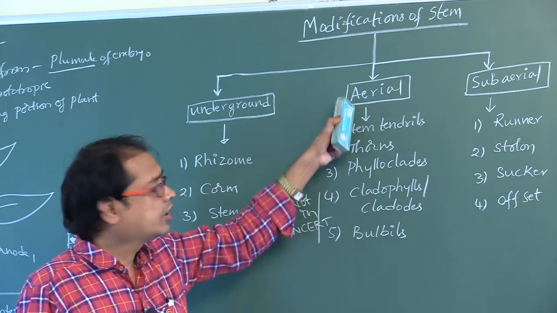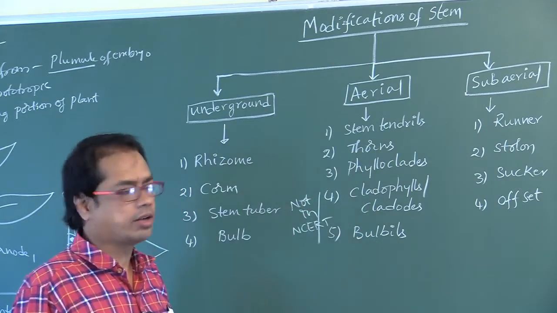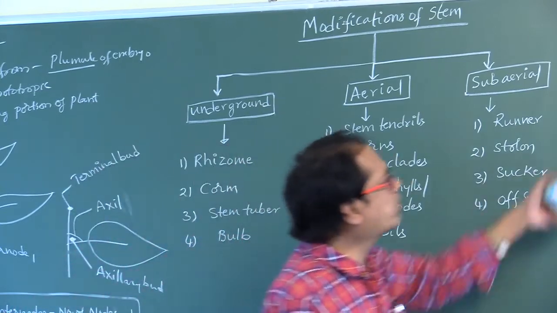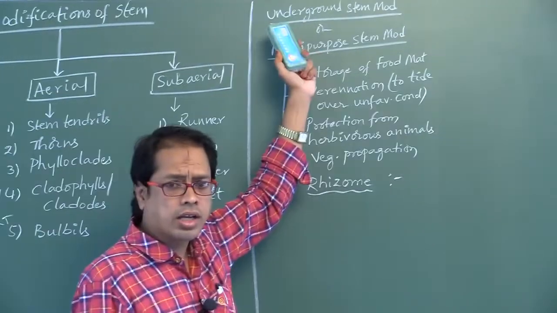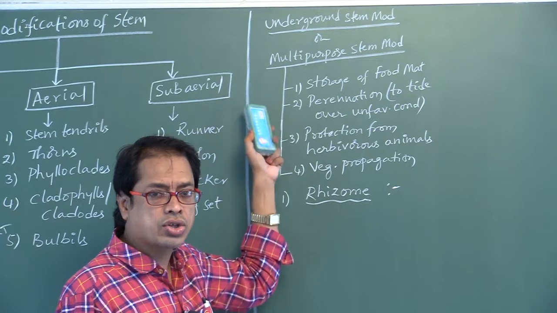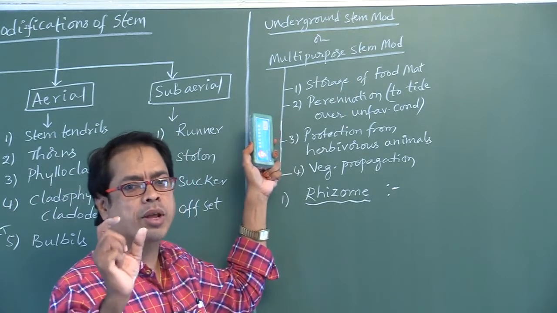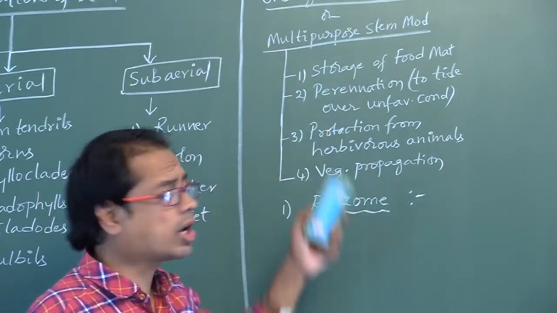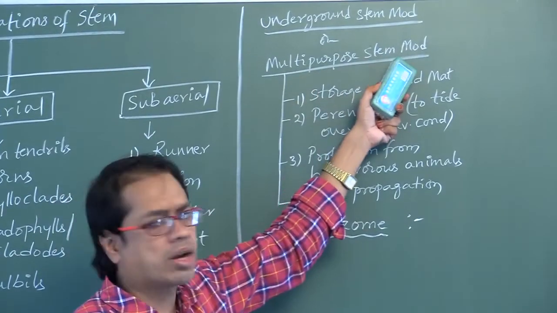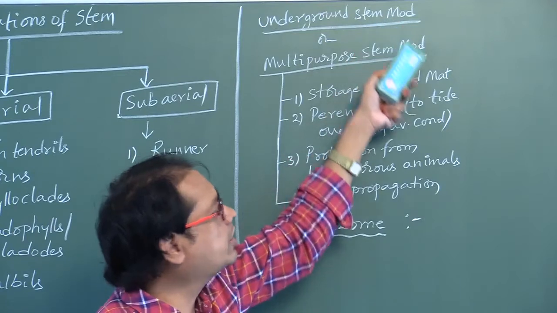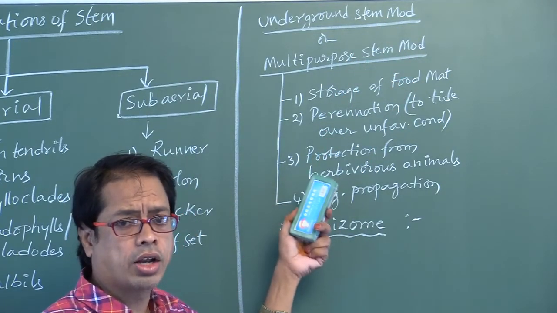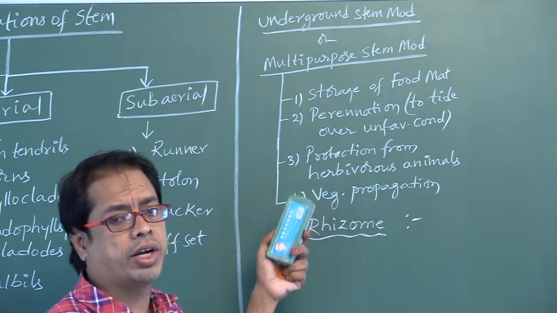Bulbil is an aerial stem modification. Right. So first of all, we have to discuss underground stem modifications. Underground stem modifications are also called multi-purpose stem modifications. Mod means modifications. Why? Because these are useful for storage of food materials.